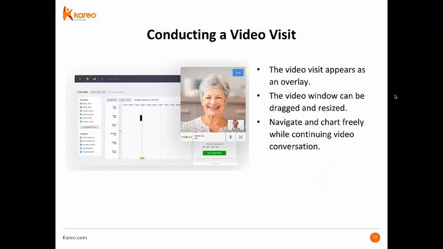Next, when you're conducting a video visit, this is something really cool that we're proud of, is this video screen that pops up on top of Kareo. This video overlay will stay on top of whatever screen you're working in. This is where you see your patient, and you can resize this and drag it around the desktop to make sense for your workflow. What's really great about this is that it stays on top of any screen that is currently open. So you don't have to stay on top of the scheduling platform. You can move into clinical documentation or charting and do all that at the exact same time that you're seeing your patient.